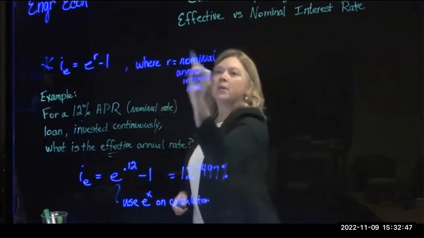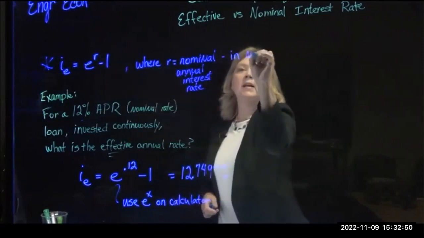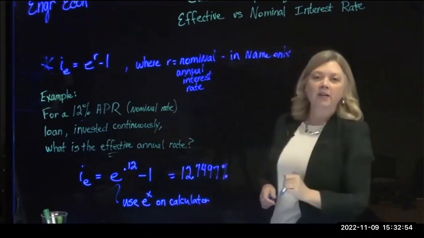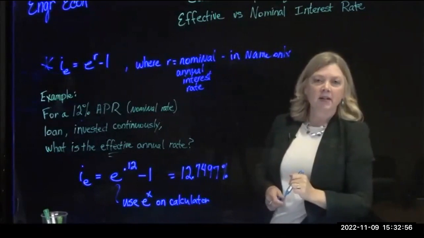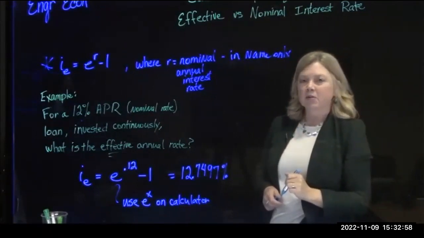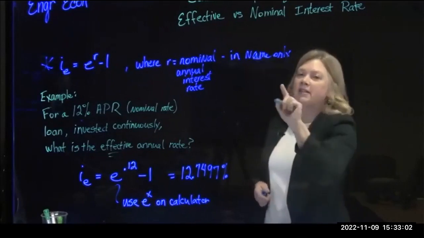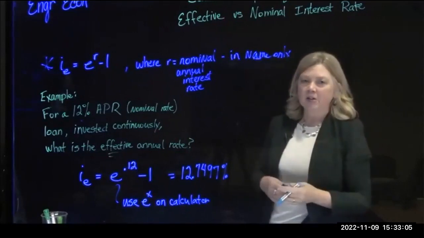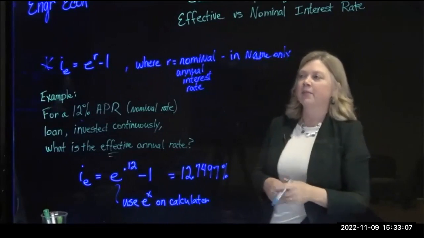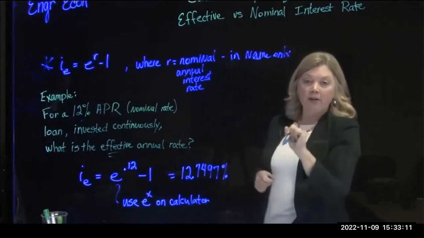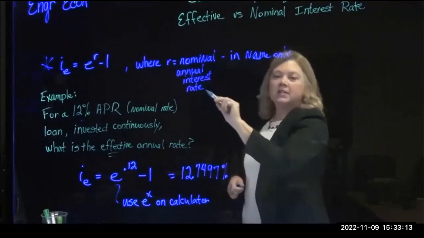R is the nominal, that means in name only. Nominal rate can also be called stated interest rate, contract interest rate, or annual percentage rate, but it's in name only. It doesn't necessarily equate to how much cash you'll end up paying or receiving in interest. So R is the nominal annual, so for a whole year, interest rate. So let's look at an example.